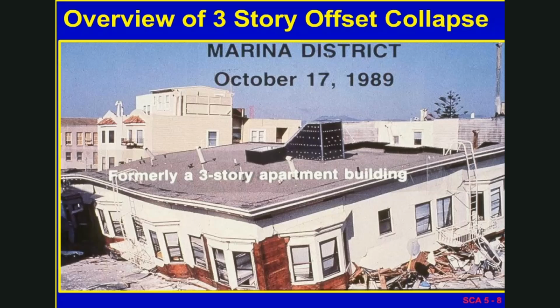This is the example from the Marina District in San Francisco of this kind of collapse, where in this case it was a three-story building. The first story had a parking structure in it, so that it was very, very weak. It was all wood. It was built in 1925, and so the kind of sheathing that it had was just parallel sheathing, very weak.